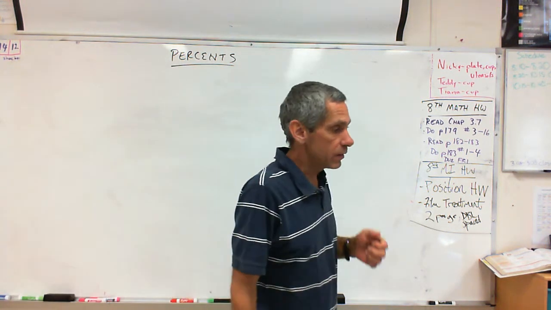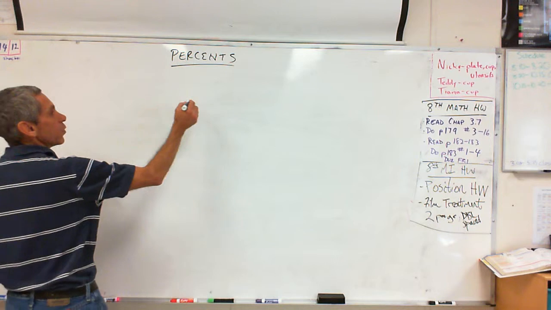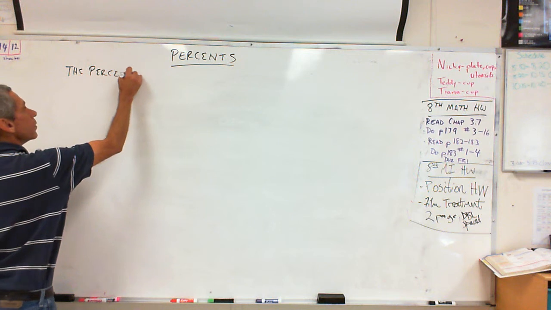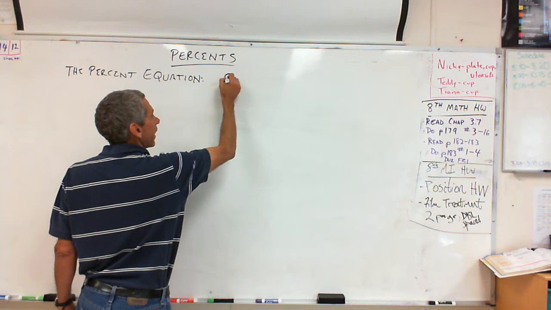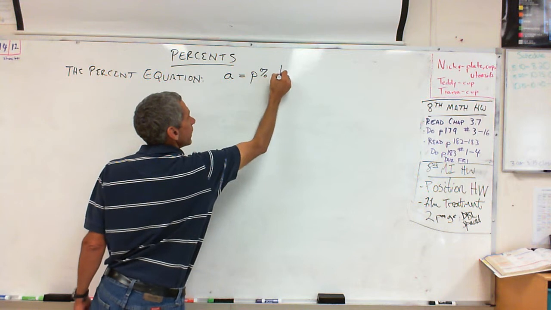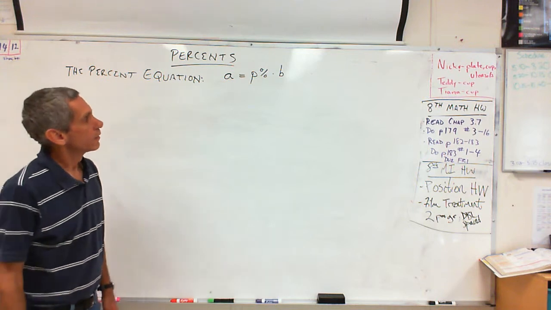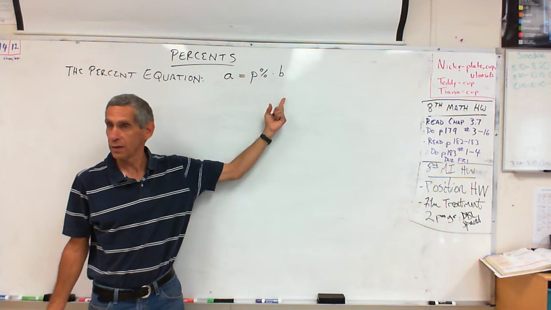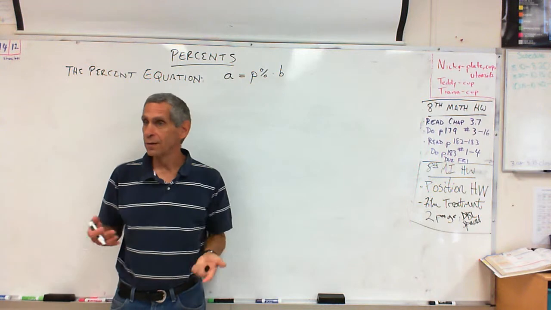Percents. They call it the percent equation. In the book, they talked about an equation called the percent equation. And this equation is really quite straightforward. It is A equals P percent times B. That's a percent, P percent times B. All right, and it makes sense. 40 is 40% of 100, right? 40% of 100 is 40, right? So that's your basic percent formula.